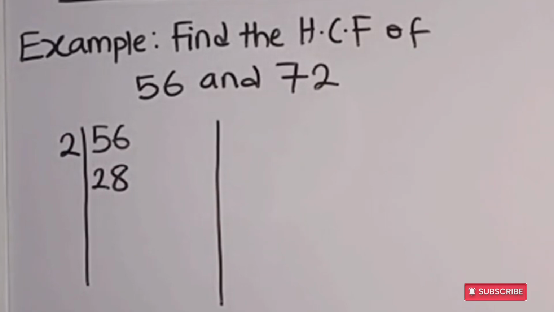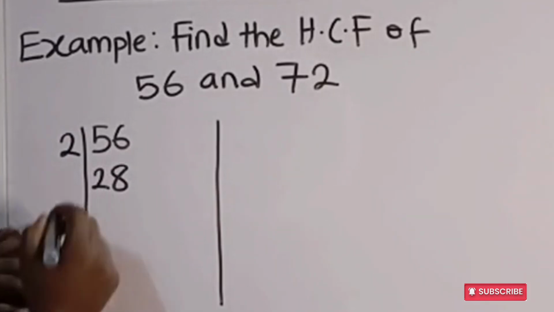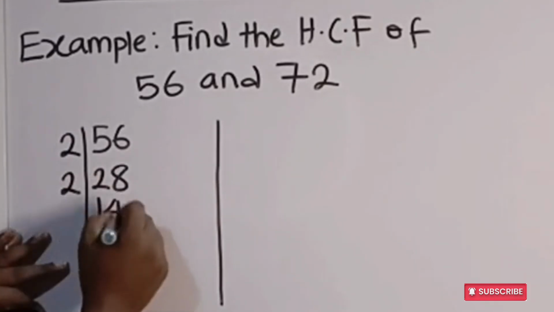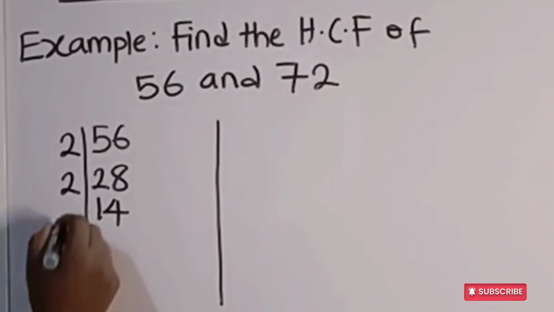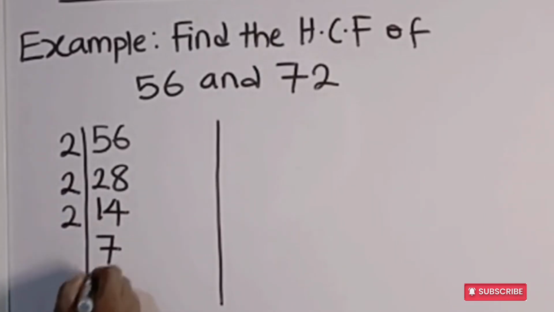We can still divide by 2. 28 divided by 2 is going to give us 14. We can still divide 14 by 2. 14 divided by 2 is going to give us 7. And then 7 divided by 2 is not possible.